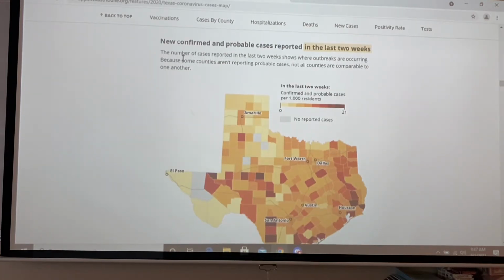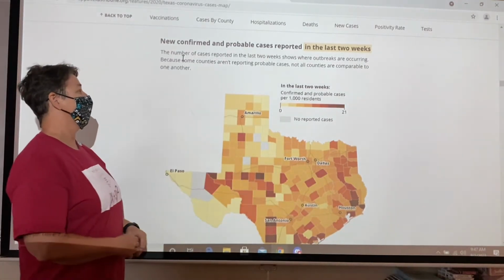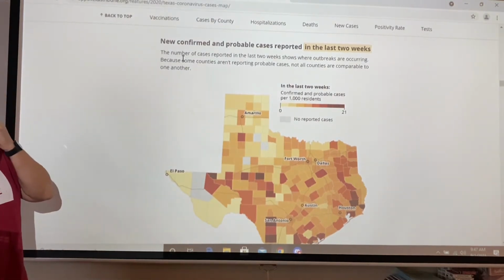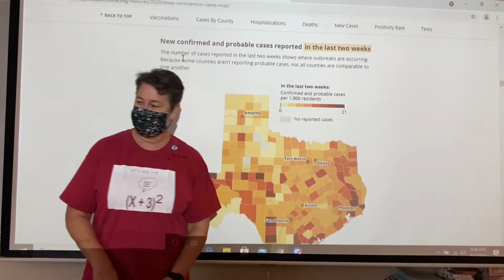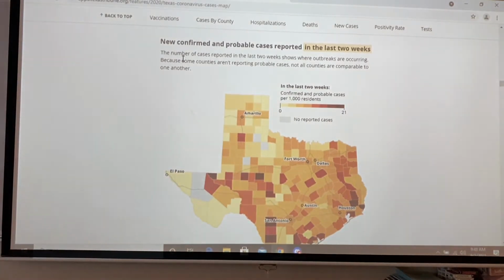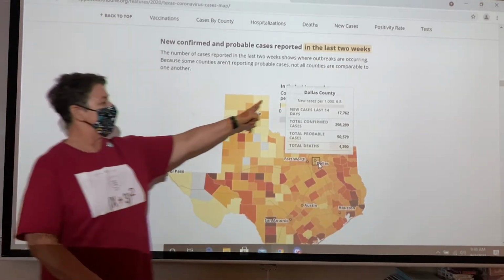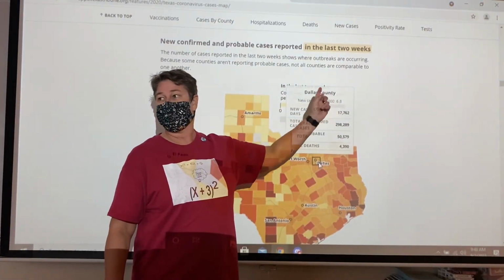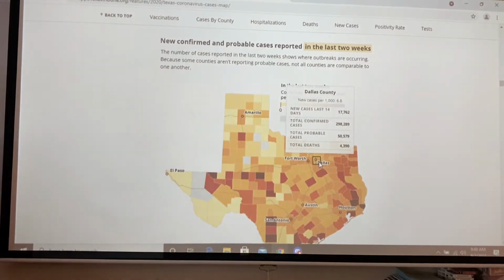We're looking at new confirmed and probable cases reported in the last 2 weeks. This map is the one we're looking at. And each one of these little squares is a county in Texas. So the counties you're going to be looking at are Dallas County, up near Dallas. When I scroll over it, see how it says Dallas County? That's how you know you're in the right county. And then those are the numbers we'll be looking at from Dallas County.